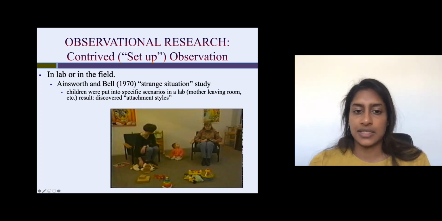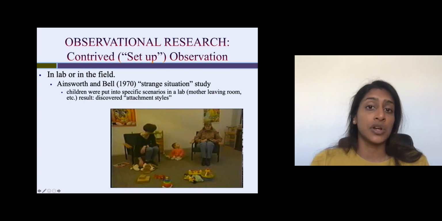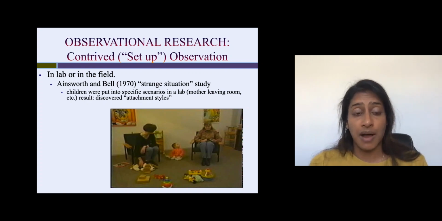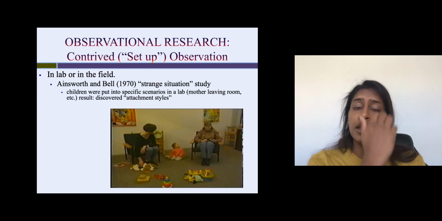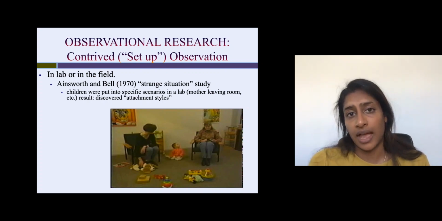Another variation of this is where the stranger doesn't exist. Mom just comes in, she plays with the child, she gets up and leaves, and then she comes back in after some period of time. In this case, what is being observed is how that child responds to the parent whenever they come in, and then we note what type of attachment style they have to the parent.